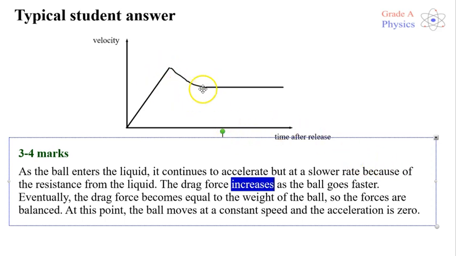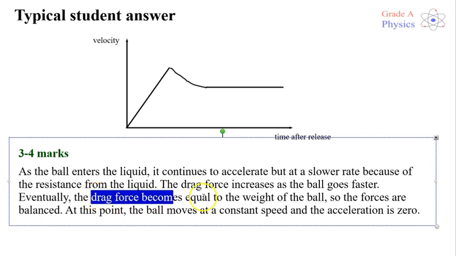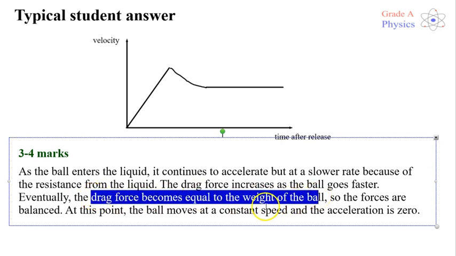This is the other way around. The drag is causing the velocity to reduce, and as it gets slower, the drag also reduces. So that's fundamentally not right. Eventually, good connective, the drag force becomes equal to the weight of the ball. Well, that's true. So the forces are balanced.